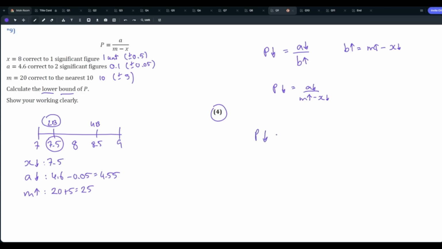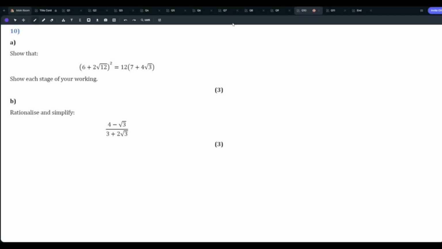Okay, so ready to fill in. So the p lower bound is the a lower bound, which is 4.55, divided by the n upper bound, which is 25, and take away the x lower bound, which is 7.5. And then if you put that into your calculator, just double check everything, it's okay actually. Yeah, it looks good to me. And then just fill that all in into your calculator and you'll get 0.26. And that's done.